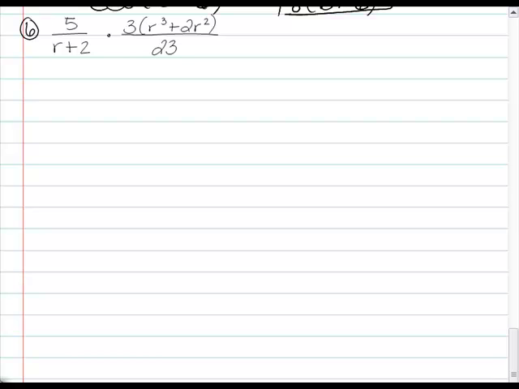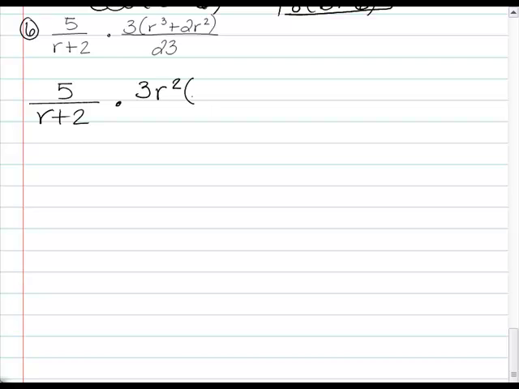So for our next example, we have 5 over r plus 2 times 3 times r cubed plus 2r squared over 23. Okay, we can't do anything as far as factoring in that first fraction, so we're just going to write them down. 5 over r plus 2 times. Now, on the top of this second fraction, it's like somebody's done half the job for you. They've taken a 3 out, but they missed the fact that both of these two terms in the parentheses have r squared in common. So you're going to leave the 3 alone.